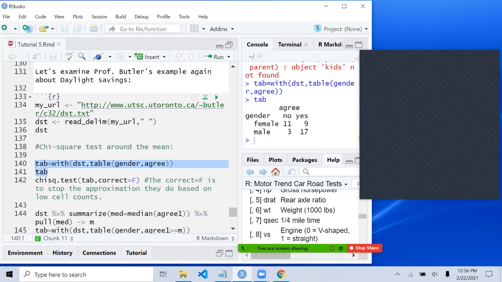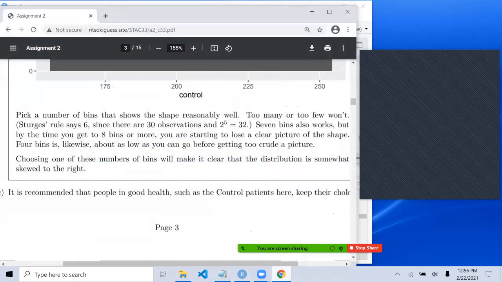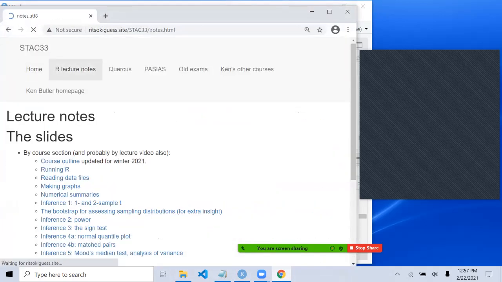We could check Ken's notes. Let's have a look just to be clear. I want to make sure that the context is making sense.